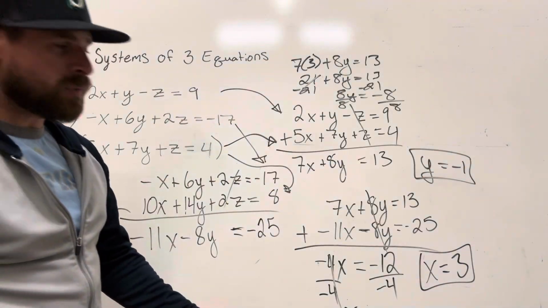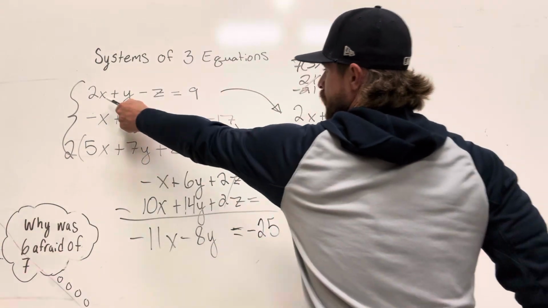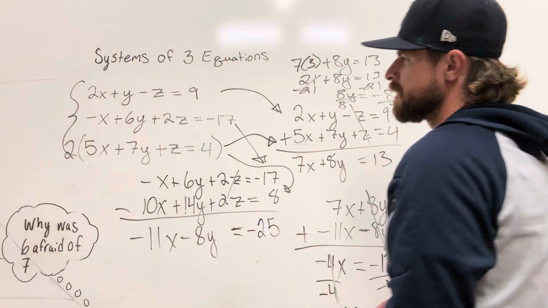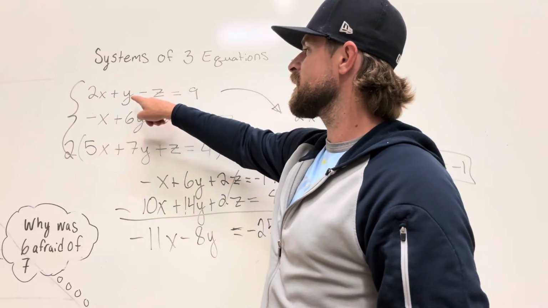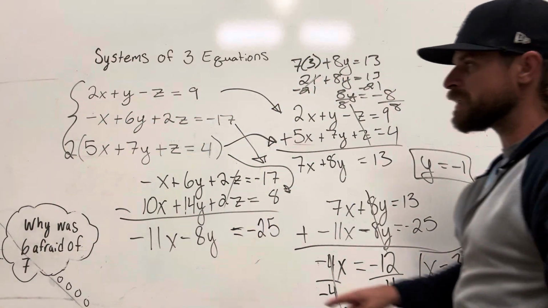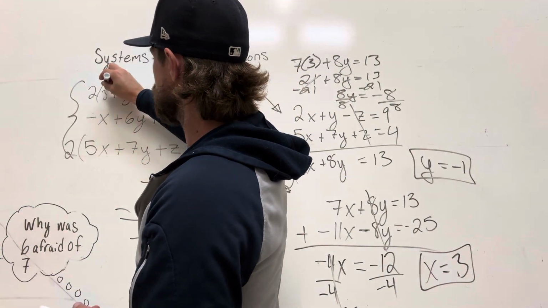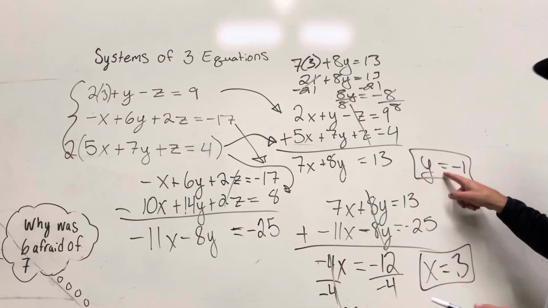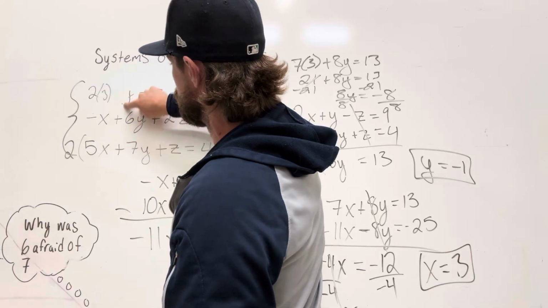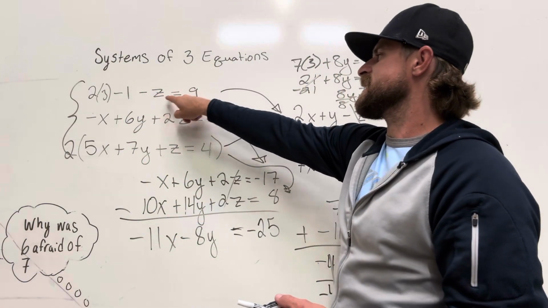And now we can plug negative 1 in and 3 in for y and x into one of our original equations, or any of these others that still had a z in it. So we could go to this 2x plus y minus z equals 9. Let's use that to figure it out. This x is equal to 3, so we can just change that to a 3. 2 times 3 plus y. We know y is negative 1, so that'd be plus a negative 1, which is no different than minus 1. So I'll just erase that and say minus 1. And then minus z equals 9.